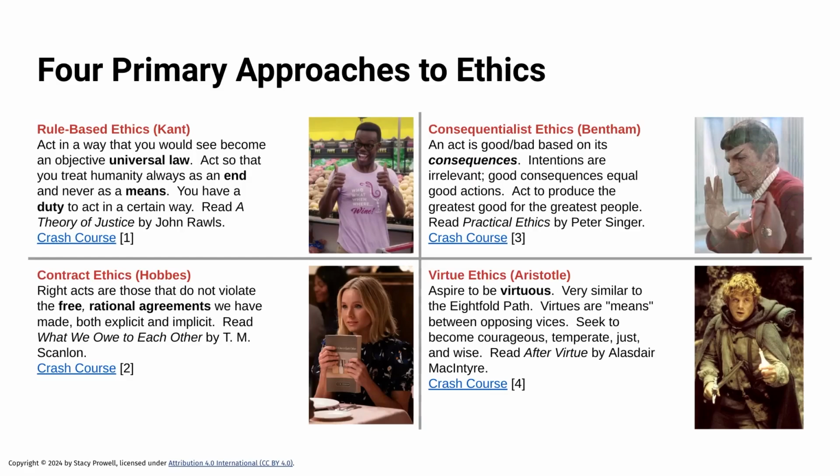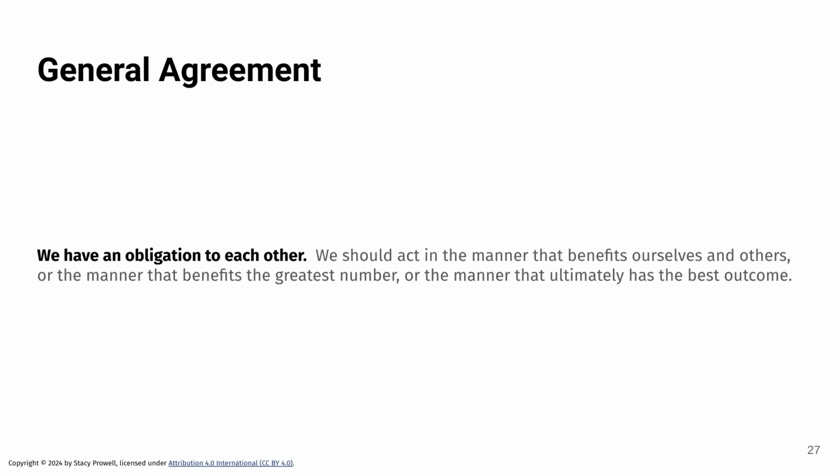Consequentialist ethics, act to produce the greatest good for the greatest number. Virtue ethics, same thing, right? Look and see what virtuous people do, people who are considered virtuous, and try to emulate them. And that's usually going to be people who are temperate, just, and wise. And so they're dealing with others honestly and not with extremes. They're temperate. So we have an obligation to each other.